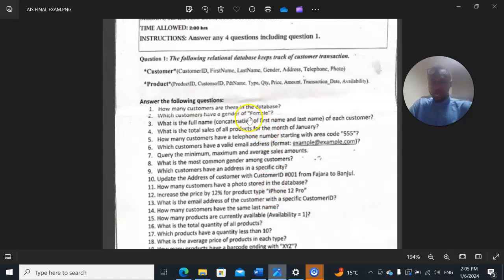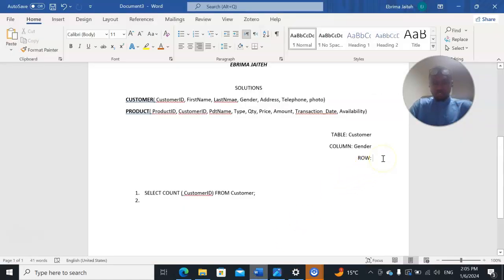So let's look at here. Did they specify a type of gender? Yes, they specified. The gender must be female. So we're going to write here gender equals female. Altogether, now we have already identified our three things here. We have the table, you have the column, you have the row. We identified all of them. So I'm going to simply write the query.